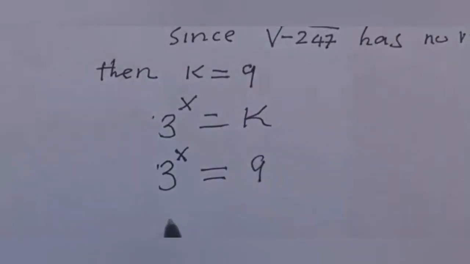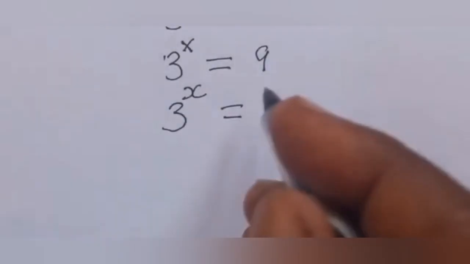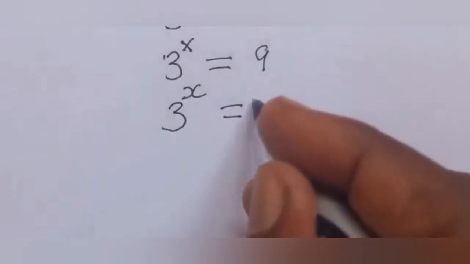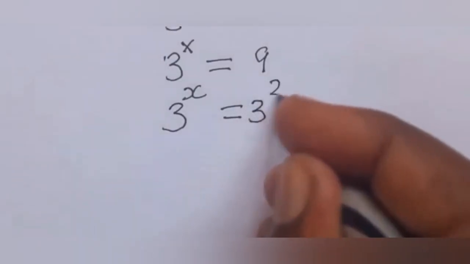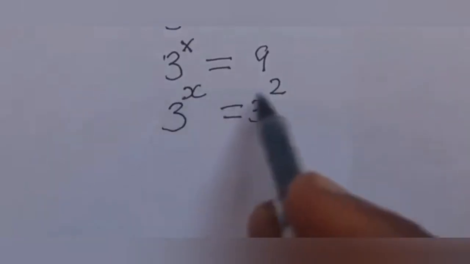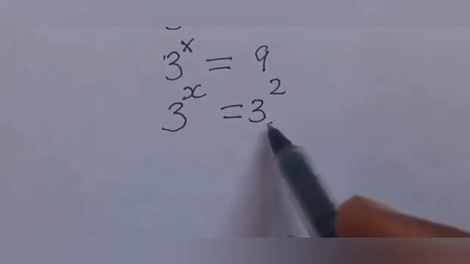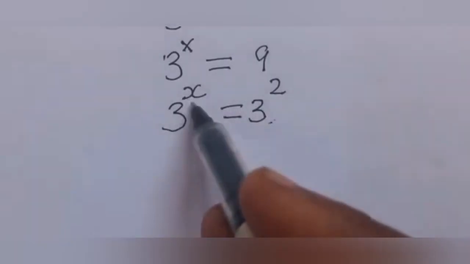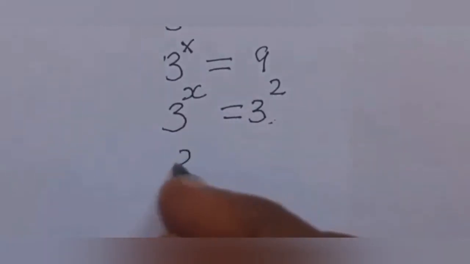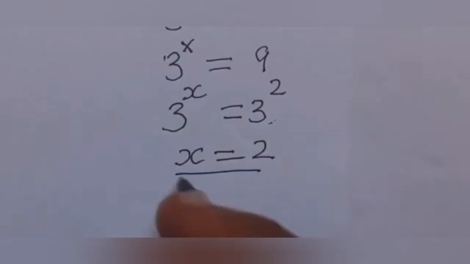So here we have 3 raised to x equals 9, and 9 is 3 raised to 2. Since they have the same base, this is base 3 and this is base 3, we are going to equate the exponents. Obviously, x equals 2.